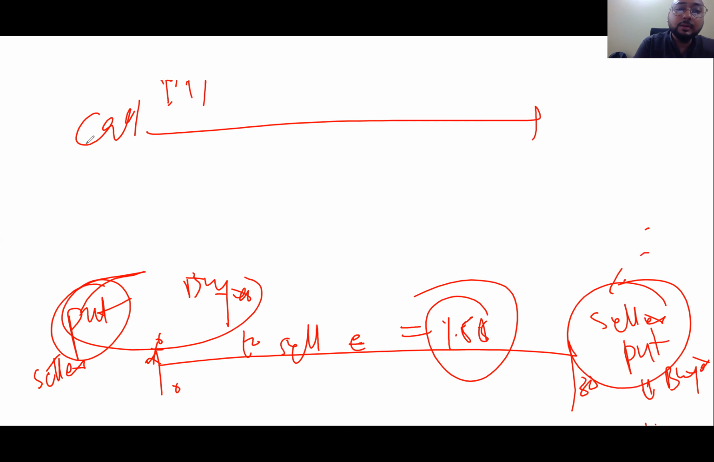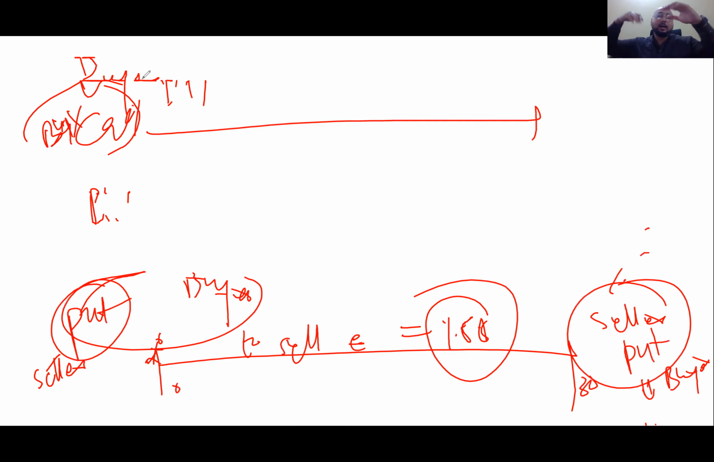In case of call option, buyer of call option is essentially a buyer, because they want to buy the currency after the expiration of the contract. But put option is opposite. Buyer of put will sell the currency after the expiration, and the seller of put will buy from buyer of put. That is a little bit confusing statement, okay?